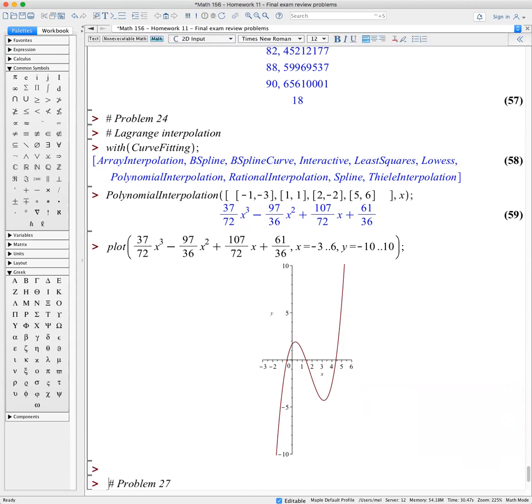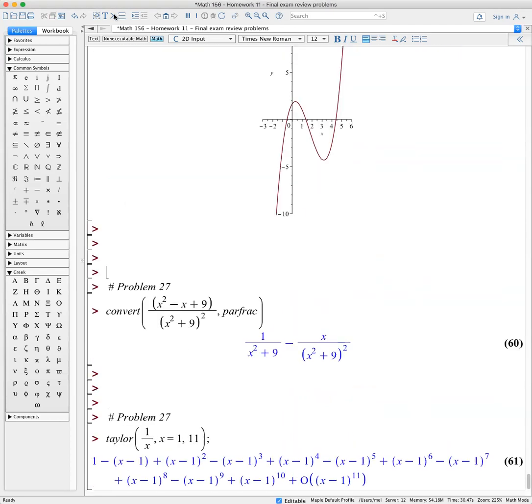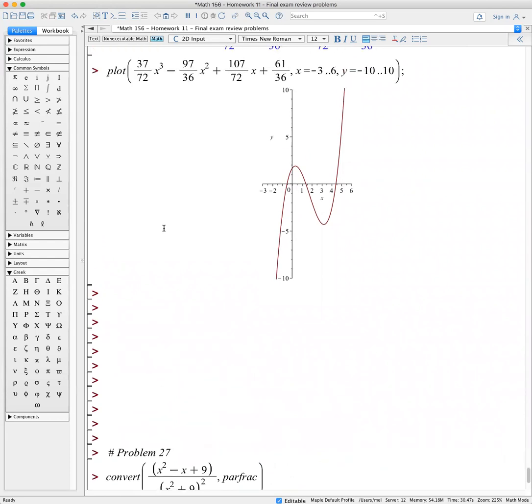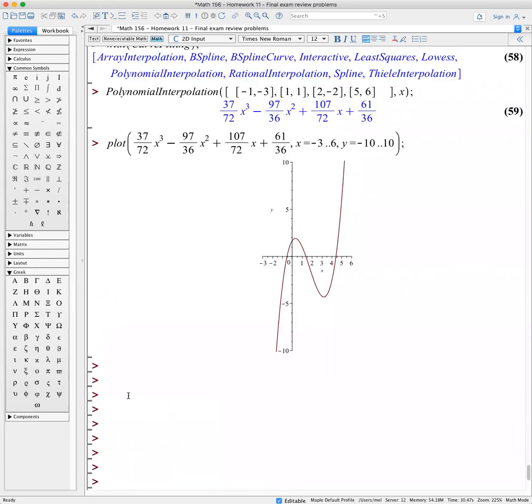Let me save some of this before I lose it. Okay. So this was problem 24.